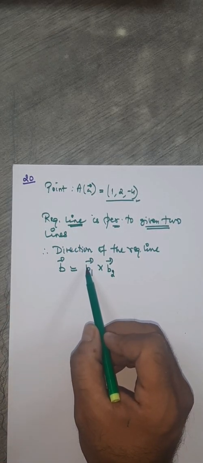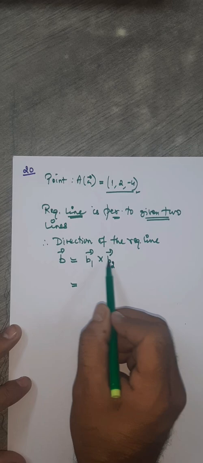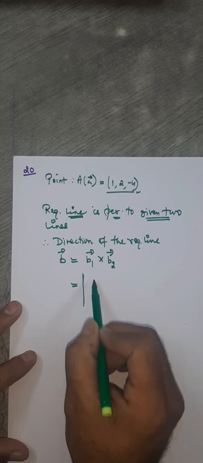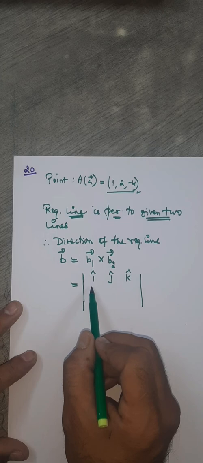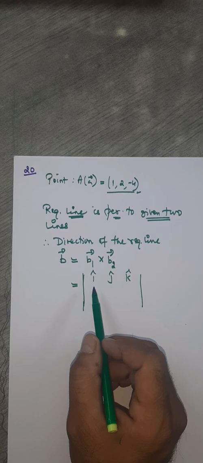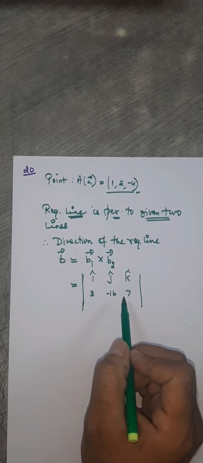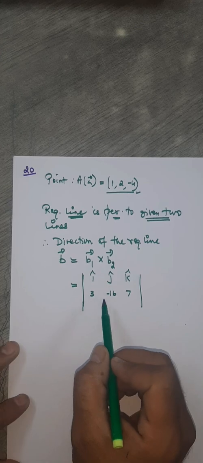Now whenever you want a vector which is perpendicular to two vectors, you always need to take the cross product. So the cross product of the given two directions gives the direction of the required line. So we find the cross product here, i, j, k. What is the direction of the first line? You can see that it is in the Cartesian form, so the direction of the first line you can write directly. That is 3, -16 and 7. Which standard form are you having? (x - x1)/a, (y - y1)/b, and (z - z1)/c.